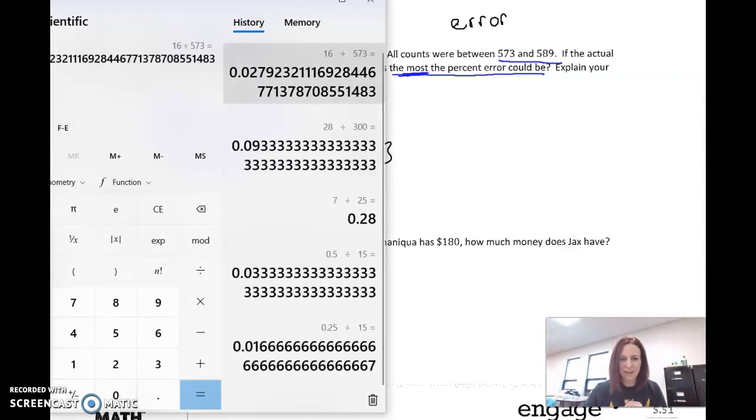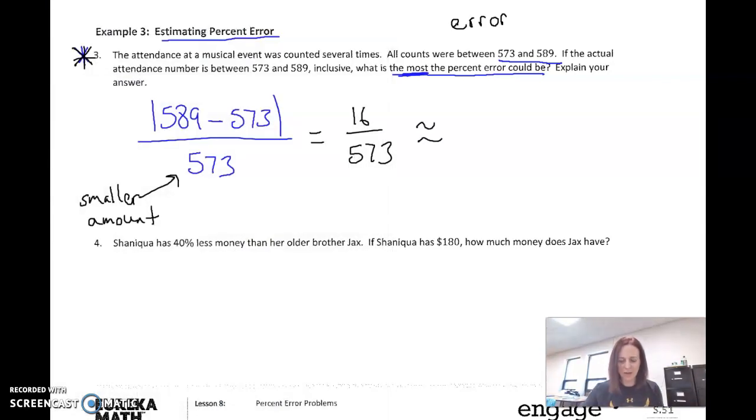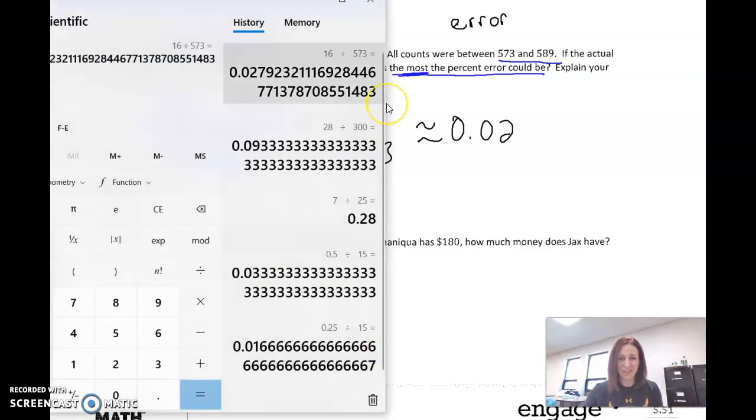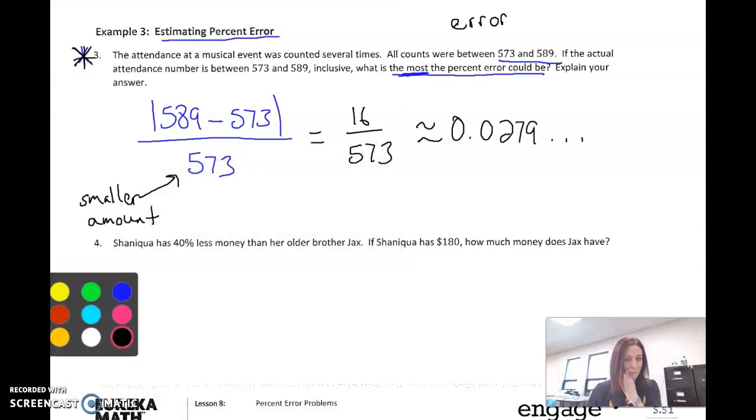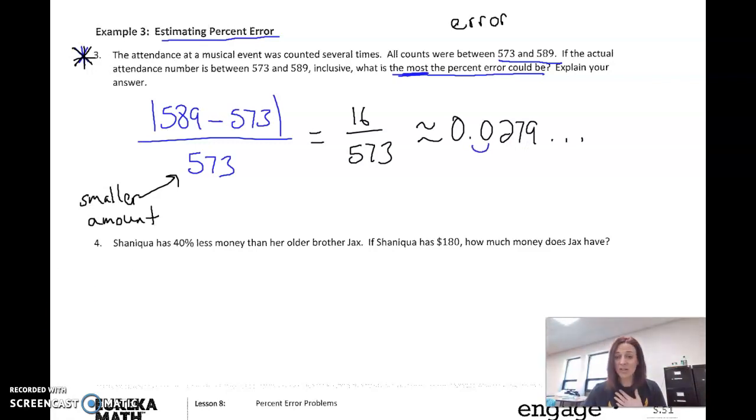And we get 0.027923. All right, so we're just going to say it's approximately equal to 0.02279, dot, dot, dot. It's going to keep on going. So now I'm going to change it to a decimal, and we'll move it over 2 places. It's going to be approximately equal to 2 point.